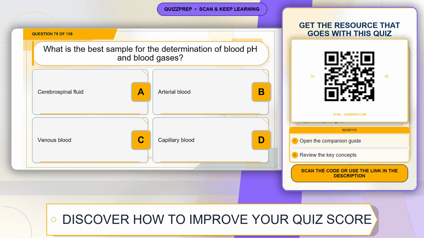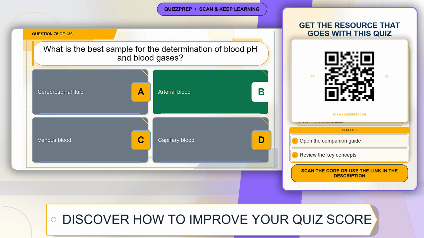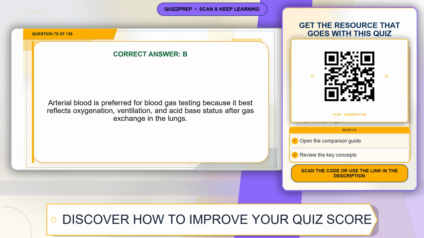Question 75. What is the best sample for the determination of blood pH and blood gases? Option A, cerebrospinal fluid. Option B, arterial blood. Option C, venous blood. Option D, capillary blood. The correct answer is option B, arterial blood. Explanation. Arterial blood is preferred for blood gas testing because it best reflects oxygenation, ventilation, and acid-base status after gas exchange in the lungs.